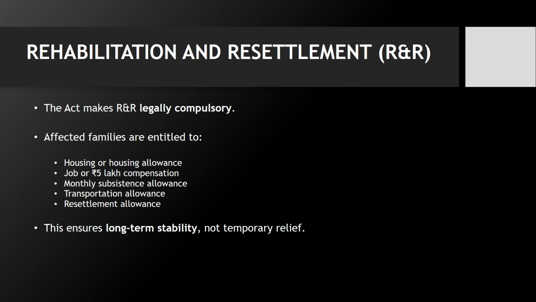Then rehabilitation and resettlement, R&R. What is it? The act makes R&R legally compulsory. That is very important. This is now legally compulsory that you will do rehabilitation and resettlement of affected families. And what will the affected family get? Housing or housing allowance. If immediate housing is not there, they will get housing allowance. Job or 5 lakh compensation. Okay, if someone is losing a job, then there is a provision of a job and a lump sum compensation, I should say, 5 lakh, or whichever the authority thinks is right, it will provide that.